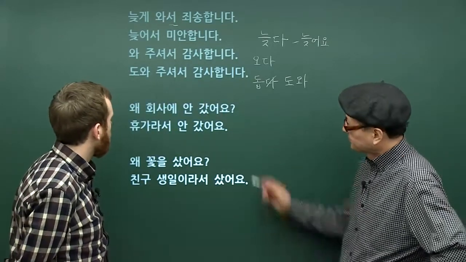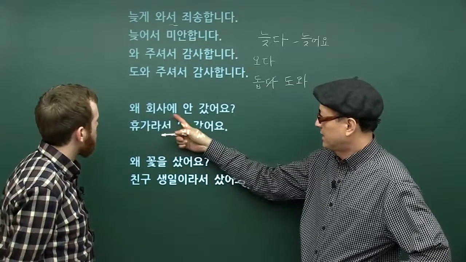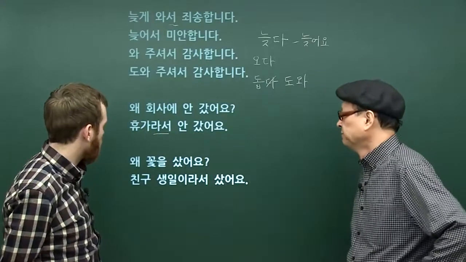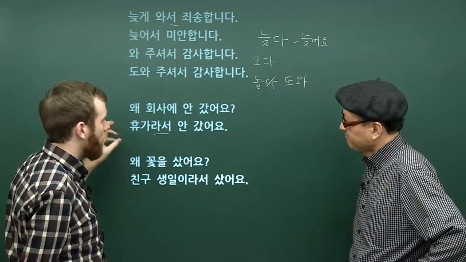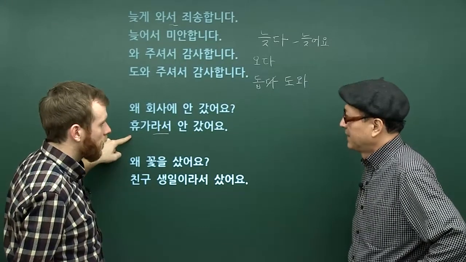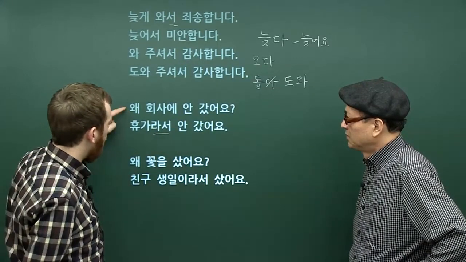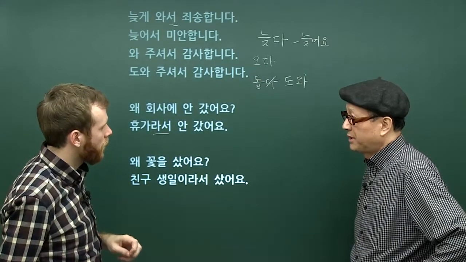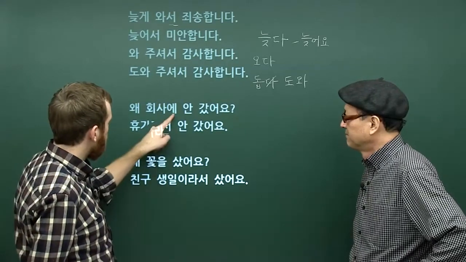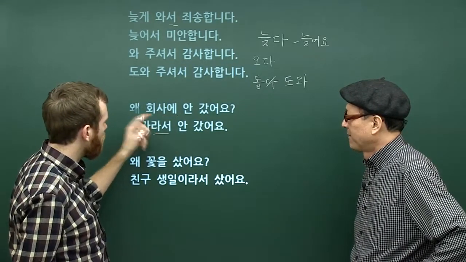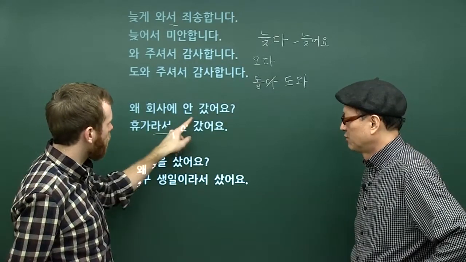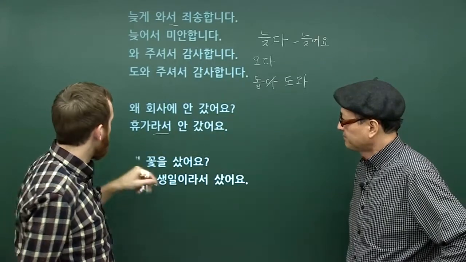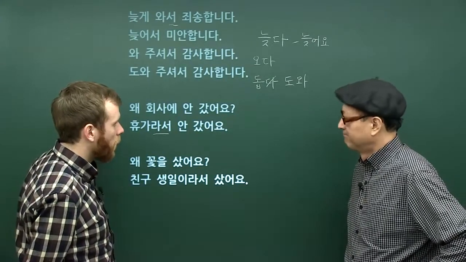왜 회사에 안 갔어요? 휴가라서 안 갔어요. Now our case has changed a little bit. We're looking at a noun. First of all, our question is why: 왜 회사에 안 갔어요? What is 회사? Company or office. 에 is our place marker. 안 갔어요, didn't go, in the past, 갔어요. So why didn't you go to work? Why didn't you go to the office?